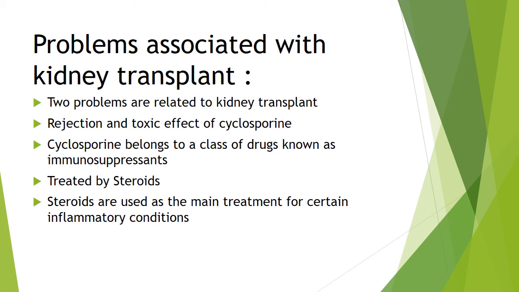And the second one is the toxic effect of cyclosporin. Cyclosporin belongs to a class of drugs known as immunosuppressants. It's a drug which is used to prevent organ rejection. Normally it is taken along with other medications to allow your new organ to function normally. So if at any point a recipient stops taking that medication, then rejection can occur even 10 or 15 years after the transplantation of the kidney.